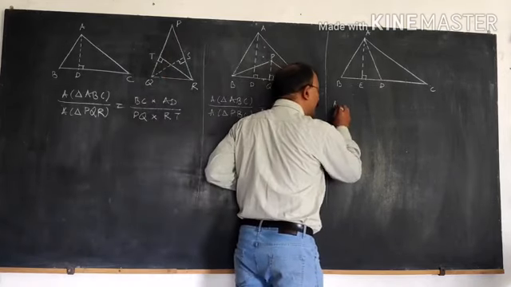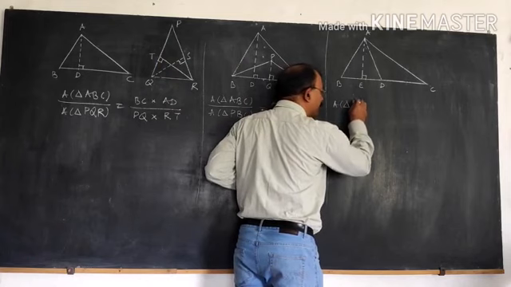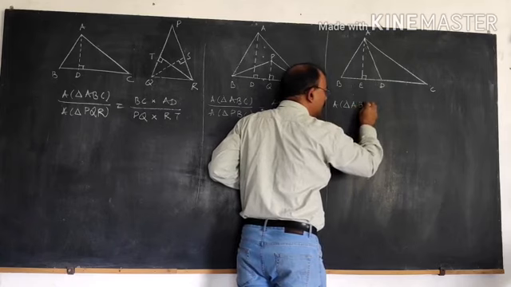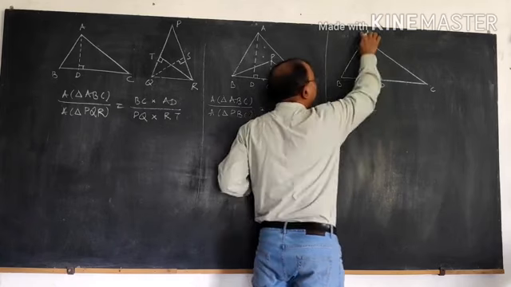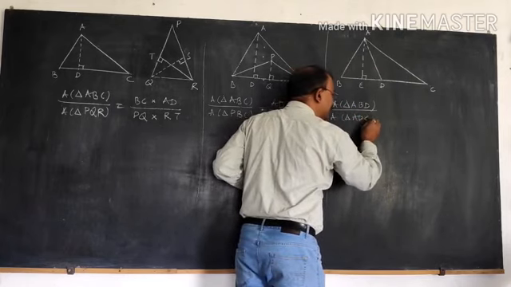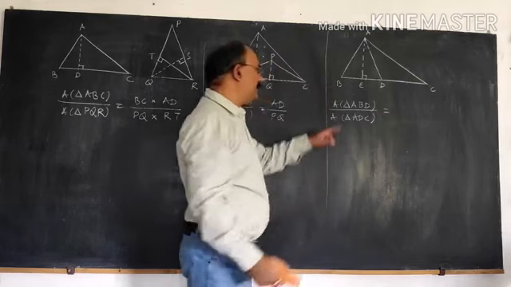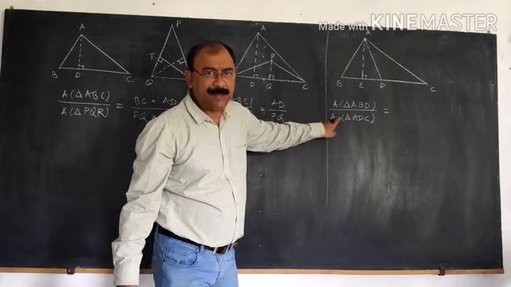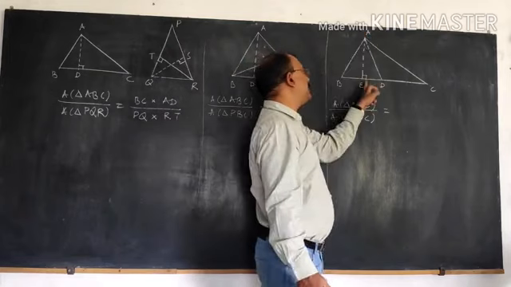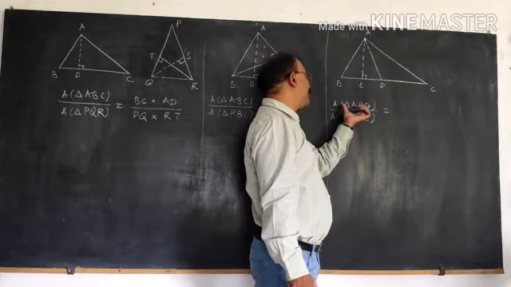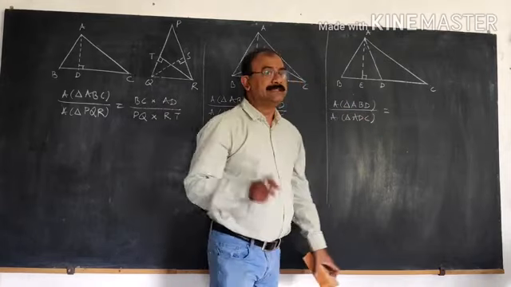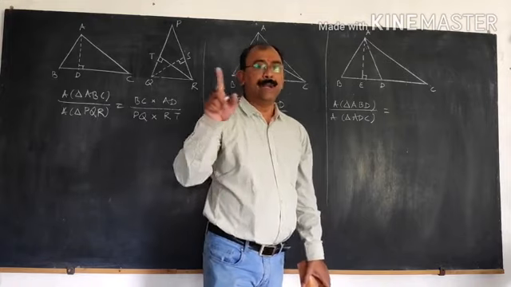The ratio of areas. Now you can take any one pair of triangles. I am taking triangle ABD, and the second triangle I am taking is ADC, area of triangle ADC. Just now we have seen that these two triangles have the same height AE. AE is the height of all the three triangles. So we have taken two out of those three. So ratio of areas is equal to the ratio of corresponding bases.